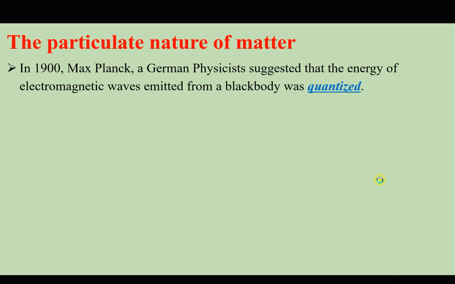black body was quantized. It is not the first time you are hearing the word quantized. You must have heard of this word in topics such as electricity, where we saw that charge was always quantized. Charge existed in small discrete amounts, which were multiples of the elementary charge. So the energy of electromagnetic radiation emitted by a black body was always quantized according to Max Planck's paper.